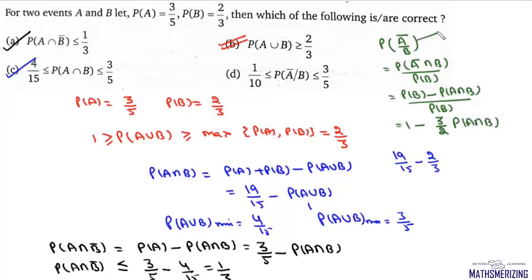Now if we look at its maximum value, in that case we have to look for the minimum value of A intersection B, and the minimum value of A intersection B is 4 by 15. So it will be 3 by 2 into 4 by 15, which is 2 by 5. So its maximum value is 3 by 5, and for minimum, we'll put this as 3 by 5. So there'll be 9 by 10, and 1 minus 9 by 10 is 1 by 10. So its minimum value will be 1 by 10. That means this option D is also correct. So all the 4 options are correct for this question.